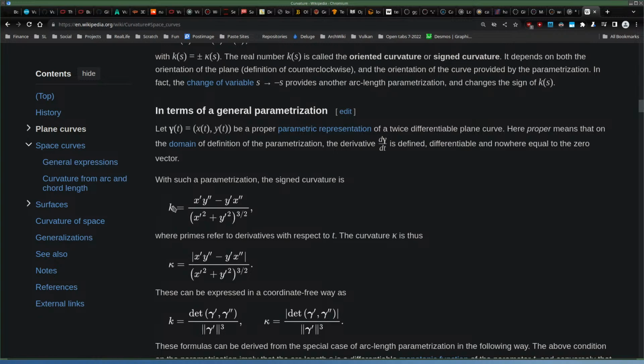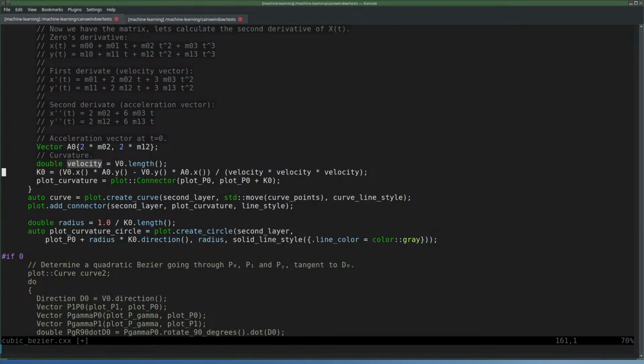Well, that's just k, and I still need to multiply this now because I want to have my vector with the normal of the direction vector. So v, dot direction, dot normal.